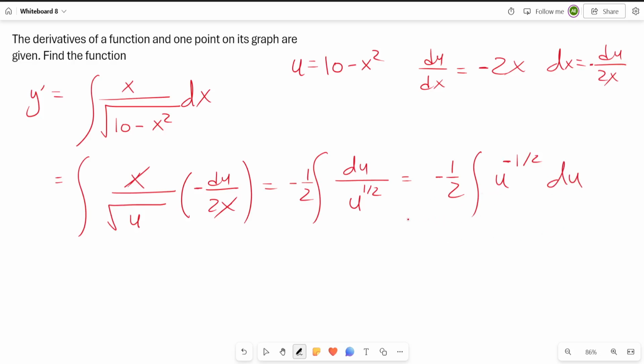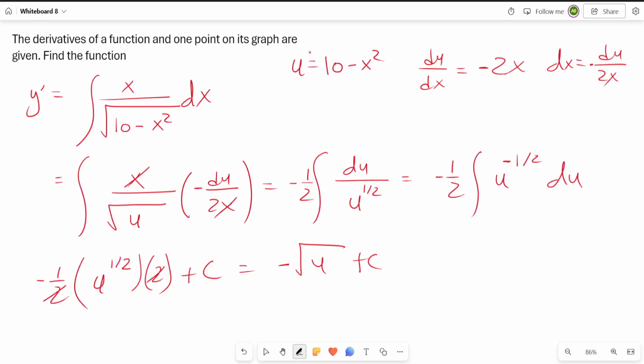From here, I can do my integration simply. This is going to be negative half times the integration of u power negative half. So I need to add 1 to the power. What's negative half plus 1? That is half. So it's going to be u power half, and then I will divide by the new power. I will divide by half, which is the same as multiplying by 2. And I cannot forget my constant of integration. So over here, I can see that this and this will cancel. This is going to equal negative u power half, which is basically square root of u, plus c.